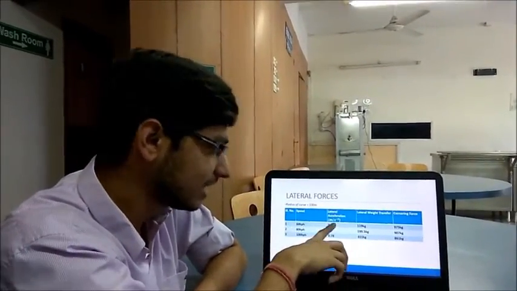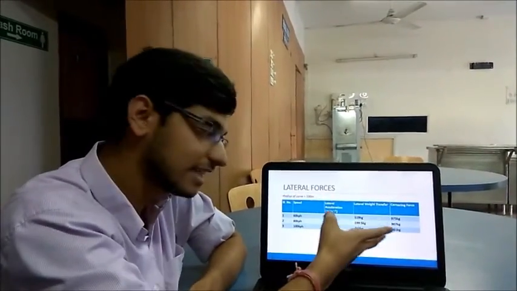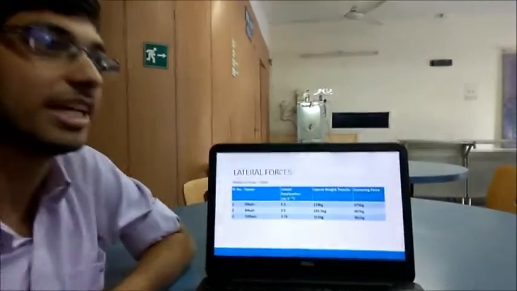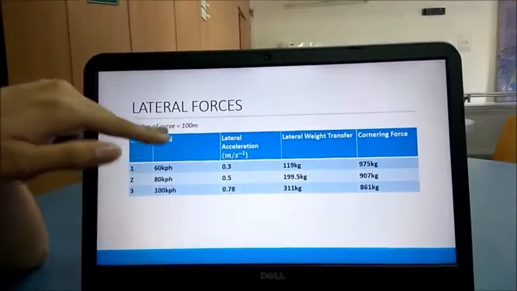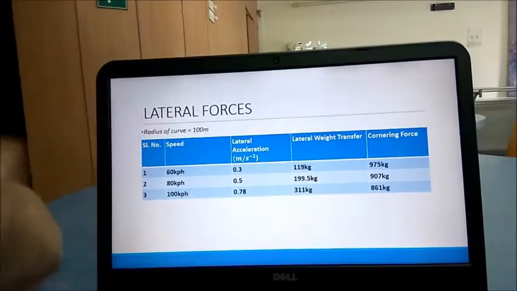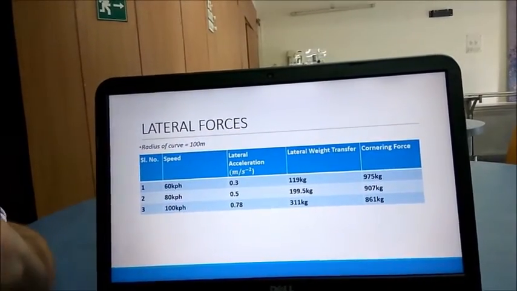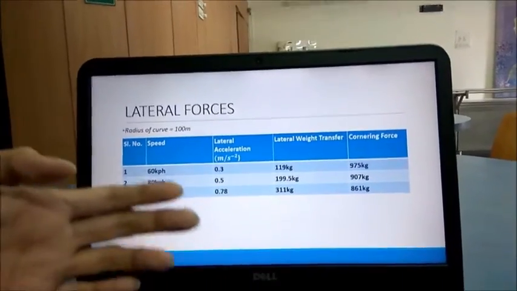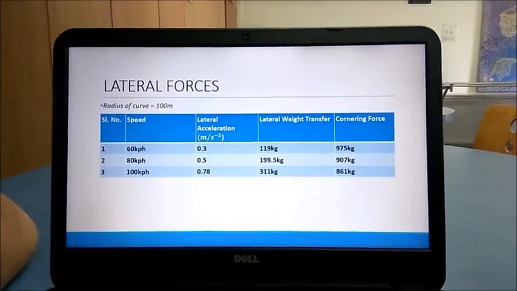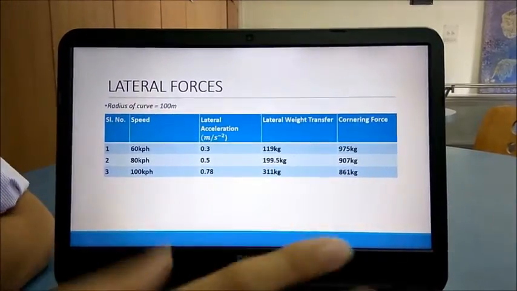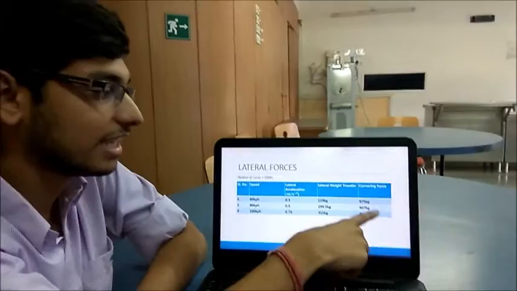So at 60, the lateral acceleration is 0.3 meters per second square, and you have a weight transfer of 119 kg. So say the car is taking a left turn at 60 kilometers per hour on a 100 meter radius curve. When you're taking a left turn, you'll have weight from the inner wheel going to the outer wheel, that is 119 kgs goes to the outer wheel, and the total cornering force of the inner and outer wheel is 975 kgs.